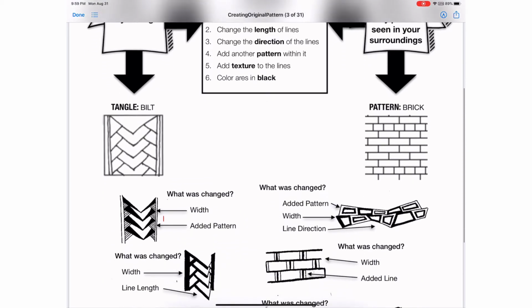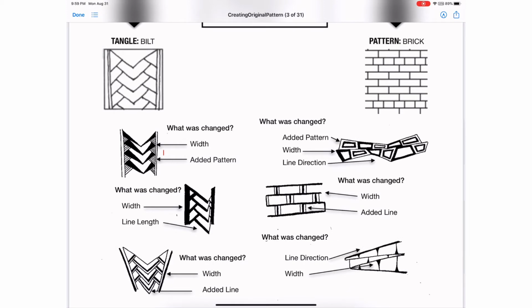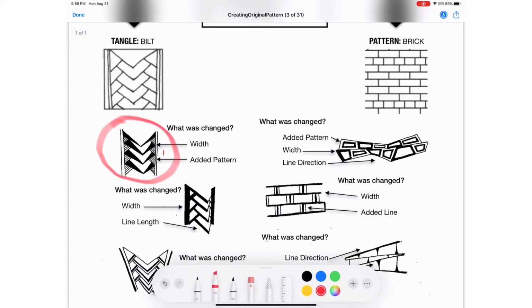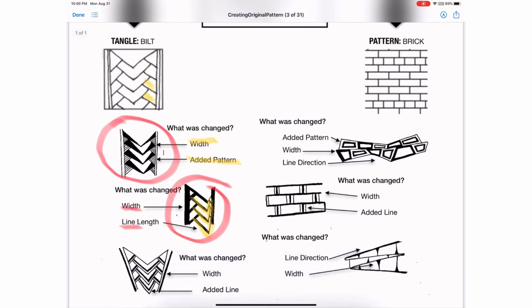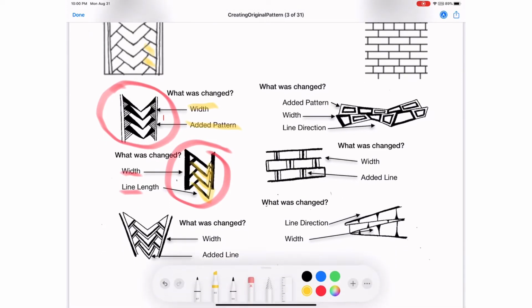So if we look at the tangle on the left for built, you'll notice that for this first tangle, I changed the width and I added a pattern in the space that was in between. For the second one, I decided to change the width again, and then I also changed the line length of these little V lines coming down. The last one, you'll notice that I changed the angle that the lines were being drawn at, as well as adding an extra line into all of these other lines and changing the width of these lines to make it look a little bit more interesting.